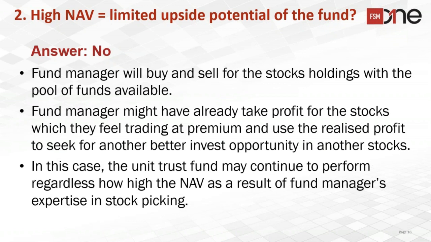So therefore, a high NAV will not limit the upside potential of the fund, as the fund manager will buy and sell to change the underlying assets from time to time, depending on the market timing. And they will also sell off and take profit on stocks that are already trading at a premium, which means they're already expensive. And they will use the money to invest in another potential stock counter. As long as the stock counter he picked is making profit, the NAV of the fund will continue to go up. So it explains that a high NAV does not equal limited upside potential of the fund.